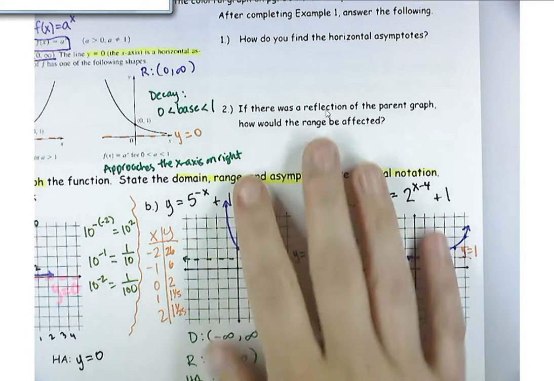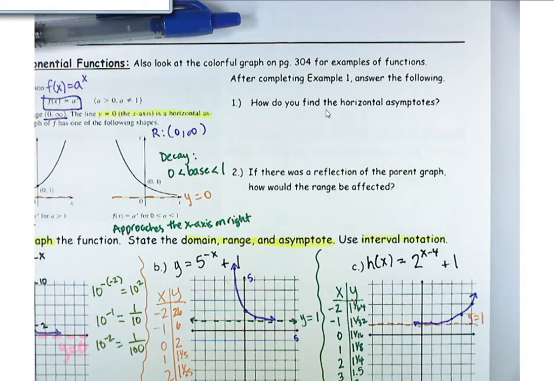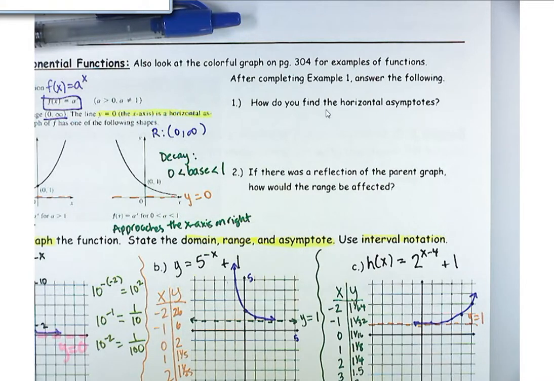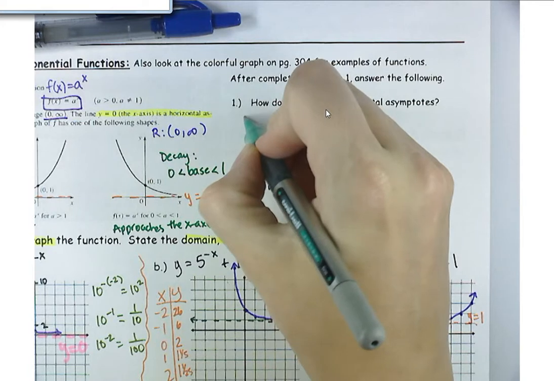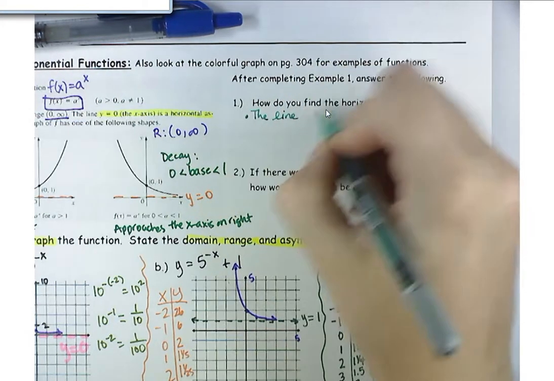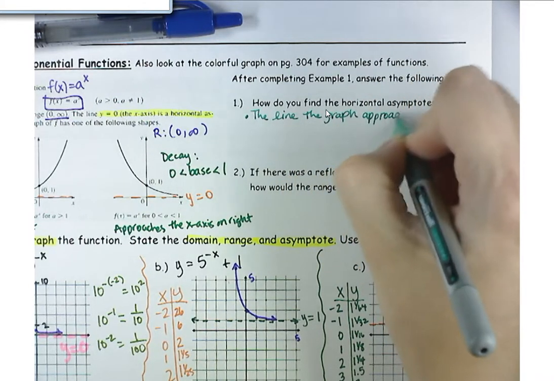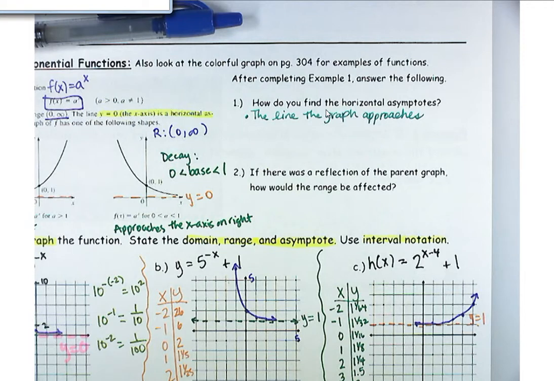Okay, so there's a couple different ways that you can find the horizontal asymptote. So the first way let's talk about is if you just had the graph and you didn't have the equation. Nick Switzer, what do you think? How do we find the horizontal asymptote just by looking at the graph? Exactly, so it's going to be the line that the graph approaches.